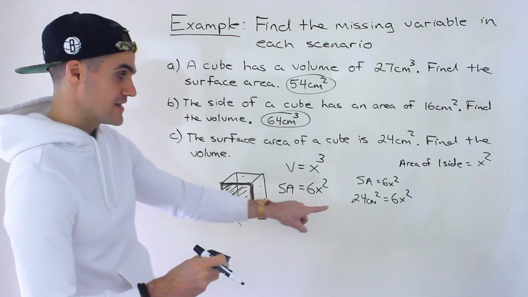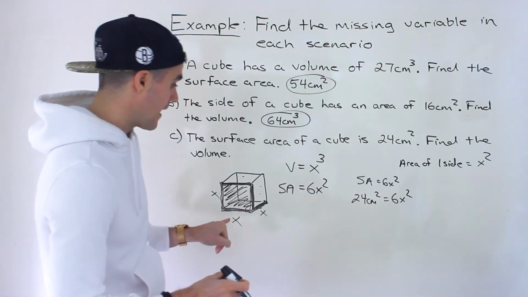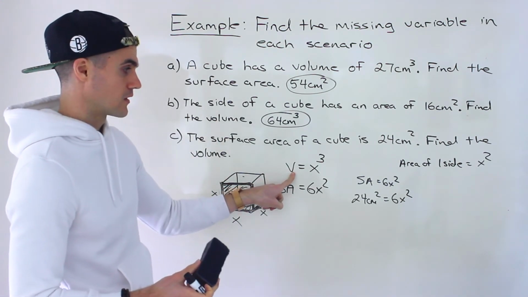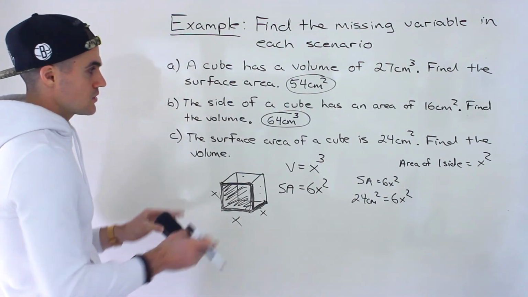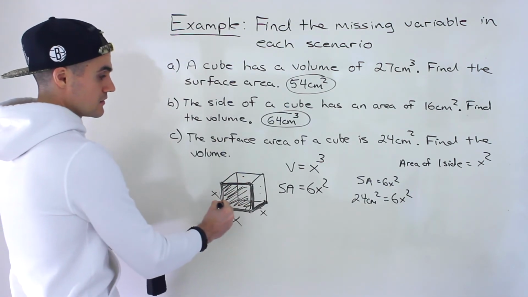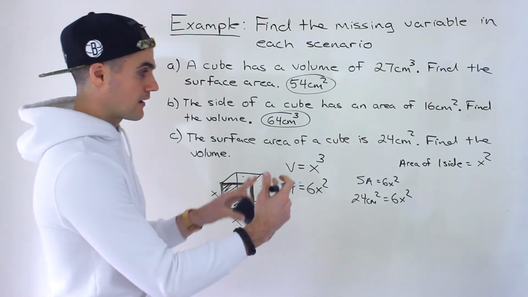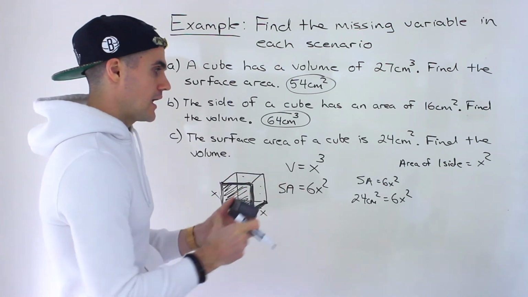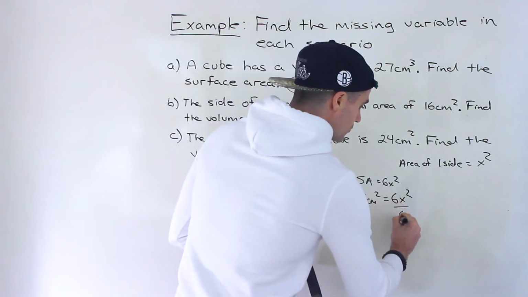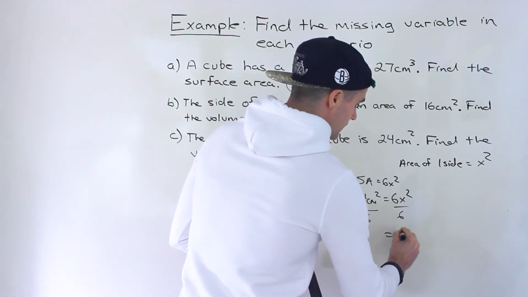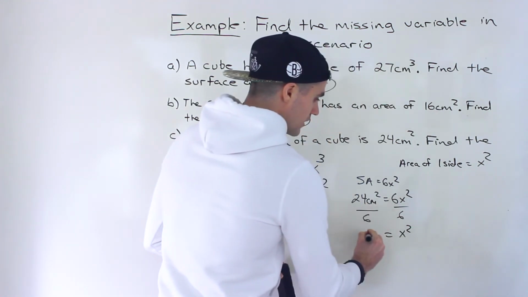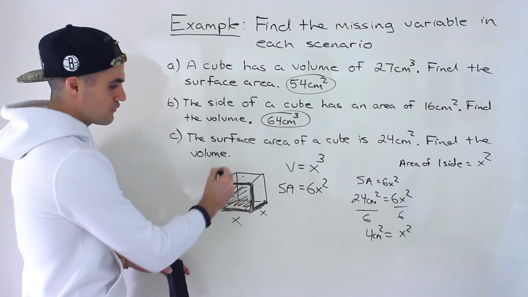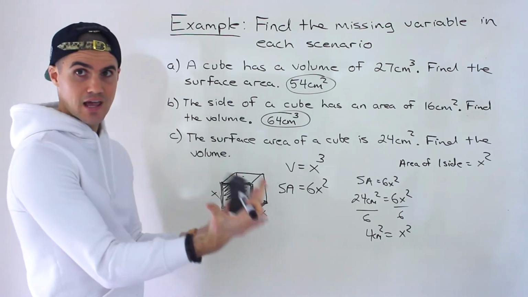So first, given this information about the surface area, we have to find that x. Then once we have the x, like we did in scenario B, we just plug it into the volume. The question is, how do we solve for that x? In part B, we were given the area of one side. Well, in part C, we're given the area of all 6 sides. So what we can do is divide both sides by 6. And that would give us the area of one side, because the area of each of these sides is the same.